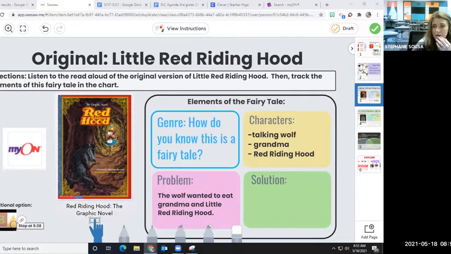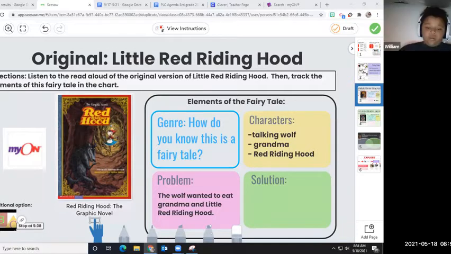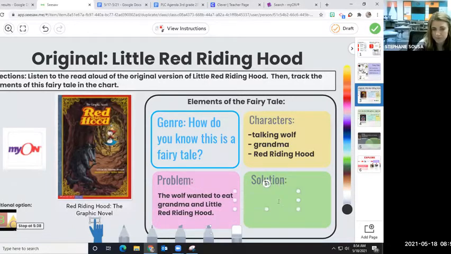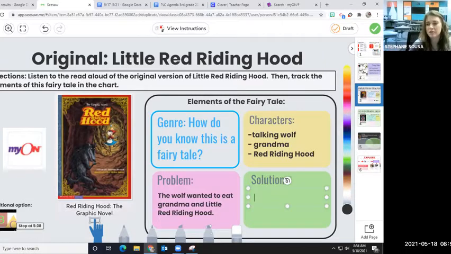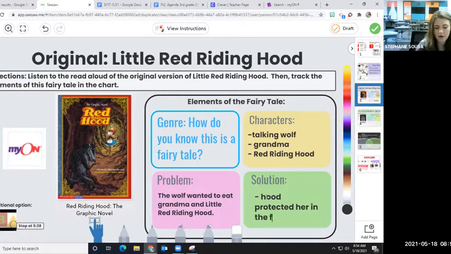Other thoughts? William, in the chat, you said magic. What magic did you see at the end of the story? Her riding hood. It could only protect in the day. She what? Her riding hood. Her hood. Oh, the hood. Yes, that kept her safe and protected her. Awesome. Thank you. Could protect her in the day. Yes. Okay. So we had a solution. The hood protected her in the forest.